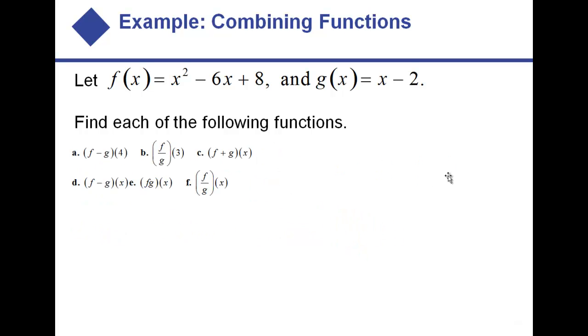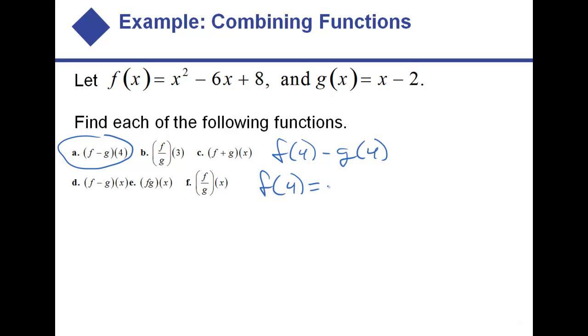That's going to be just slightly different, but not too big of a problem. So let's look at the first two, because they're the easiest ones. If we know that f minus g of 4 is really just the same thing as f of 4 minus g of 4, all we have to do is do both of those operations and then subtract. F of 4 is simply 4 squared minus 6 times 4 plus 8, which is 16 minus 24 plus 8, which is 0.